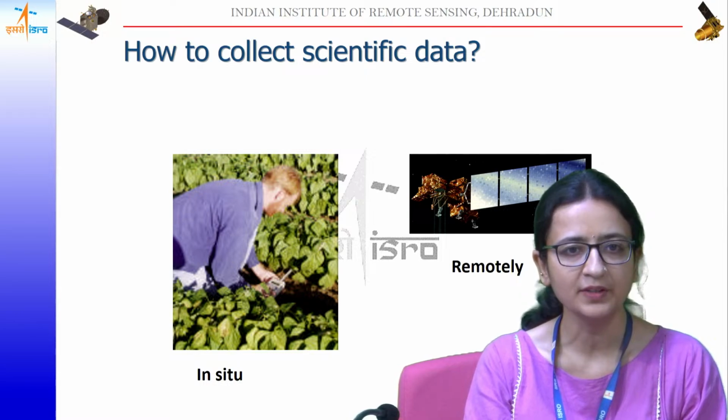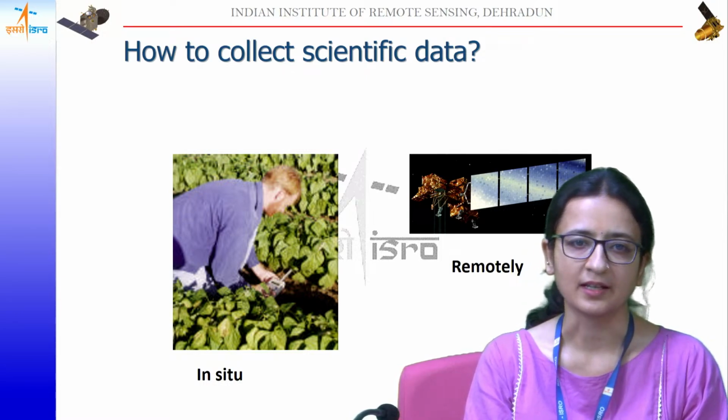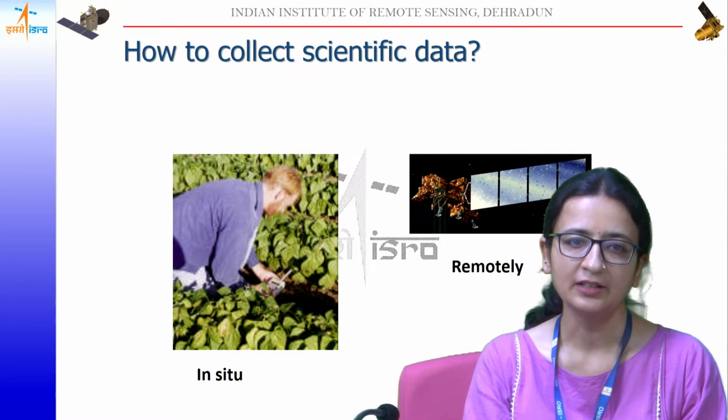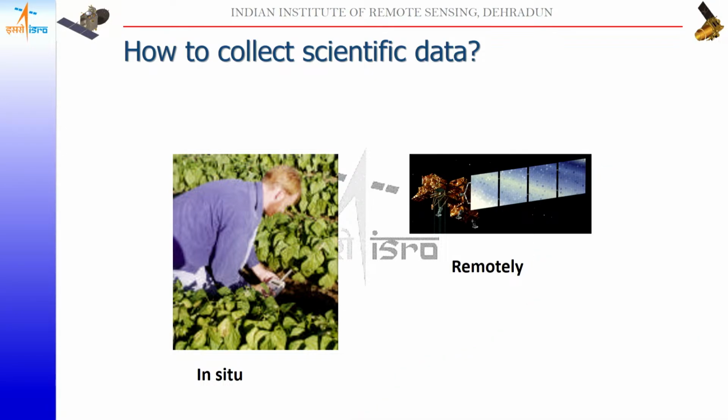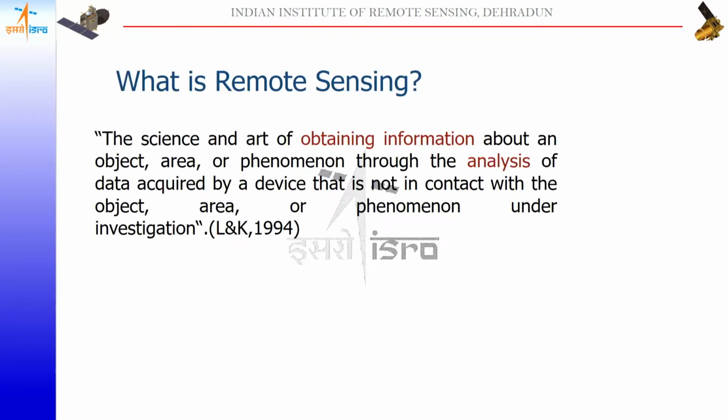The other option with us is remote sensing. That means you are collecting the information not by going to the site itself but from a remote location. In this context, we will be discussing the second option, which is remote sensing, and we will first try to answer the three basic questions of science, which are what, why, and how.